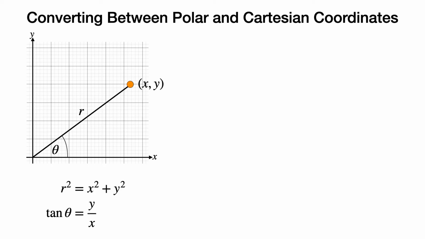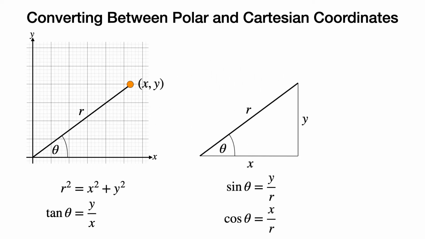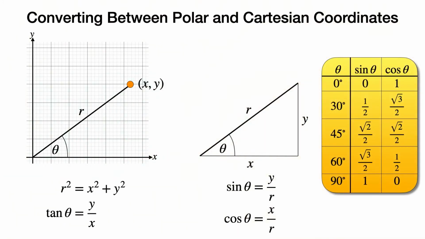So for example, if we have the x and y coordinates in Cartesian coordinates, we can find the radius of the point in polar coordinates using the Pythagorean theorem, and we can find the angle theta using some trigonometry in terms of the tangent function. Or if we're given the radius and angle, we can easily calculate the x and the y coordinates again using some trigonometry. And just to remind you of a few useful identities, here are the values of sine theta and cosine theta for a few common angles.